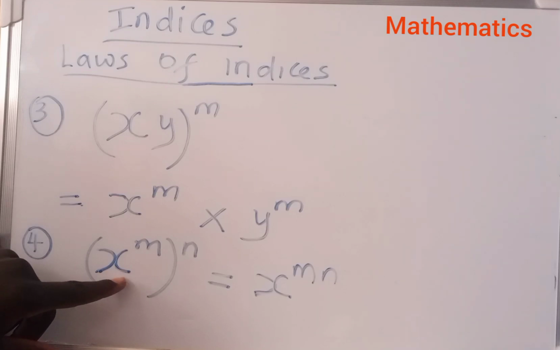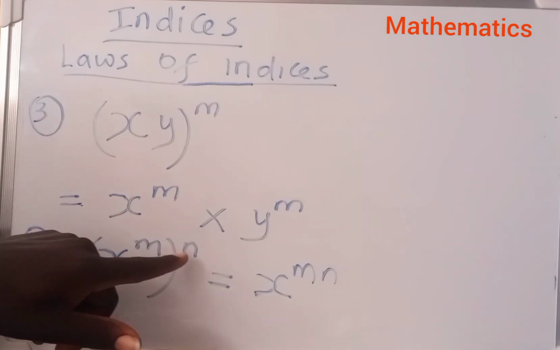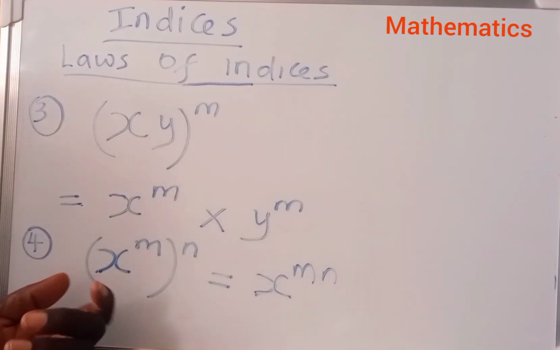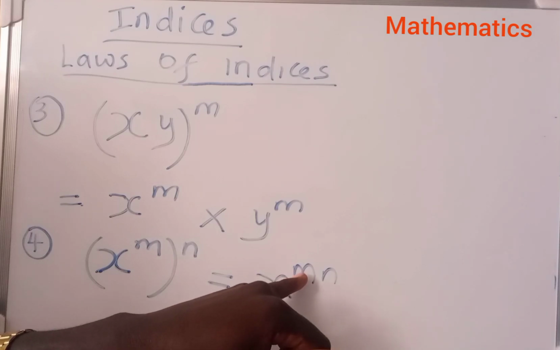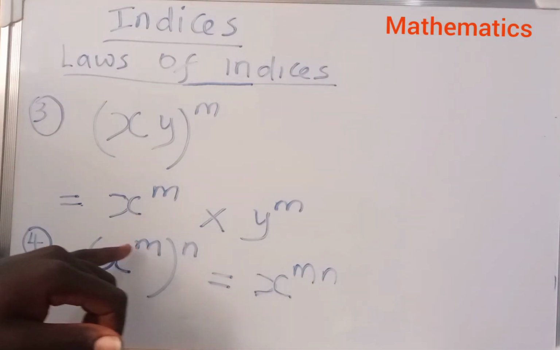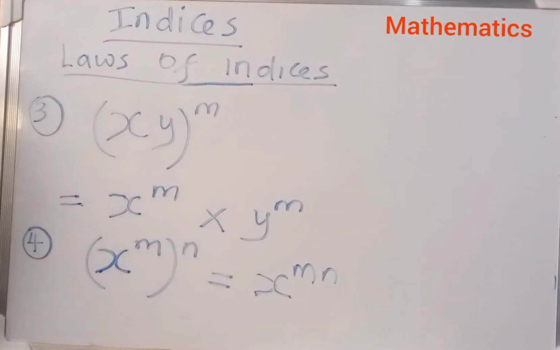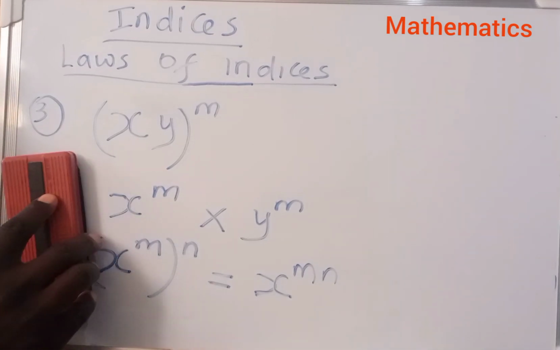So this is x raised to m, then we close the bracket raised to n. Now, we can just take it as x raised to mn. That is, we multiply the powers.